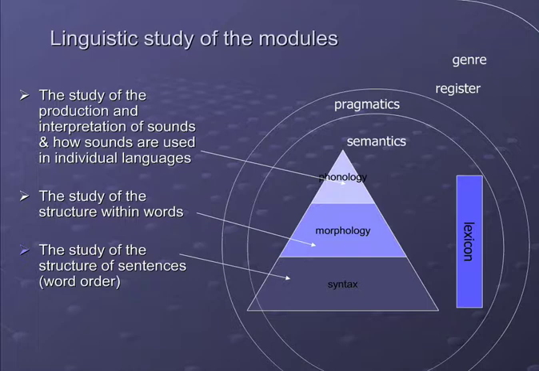Similarly, you can see differences in register or genre when you see the language used in a children's program or in a court of law, or when somebody's writing a research paper or making a business presentation. And register and genre can be analyzed and studied for changes in syntax, in morphology, in phonology, and also the lexicology, the words actually being used.